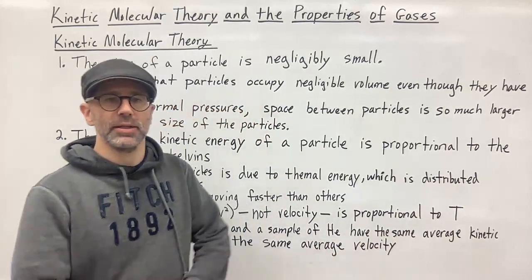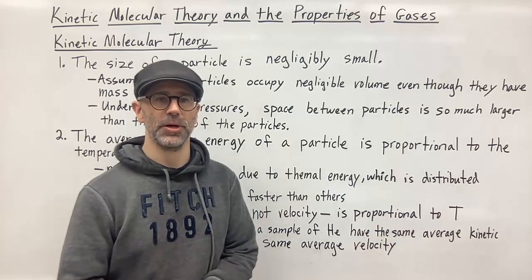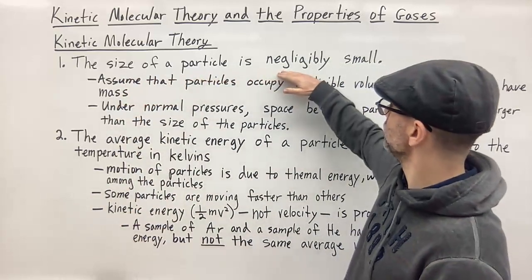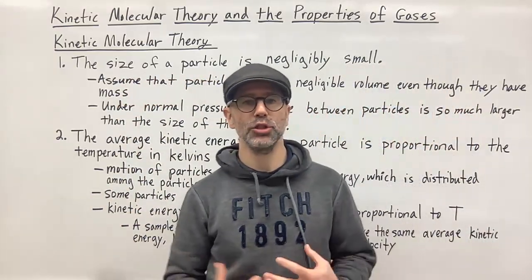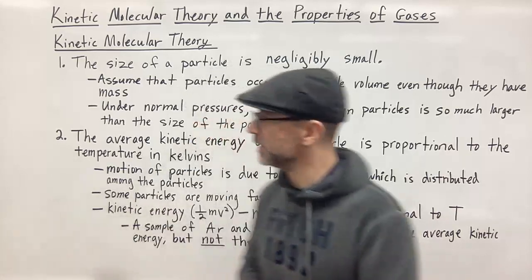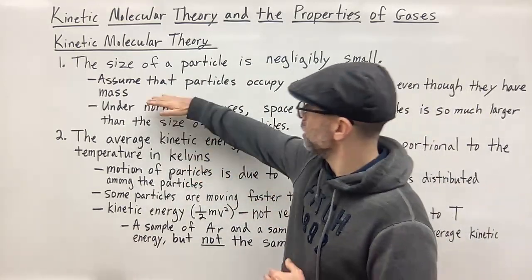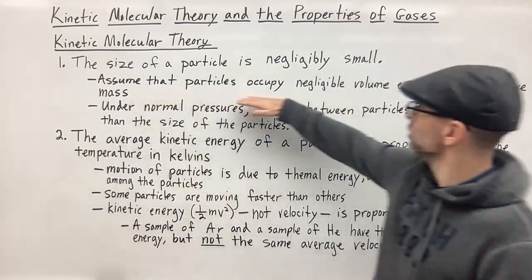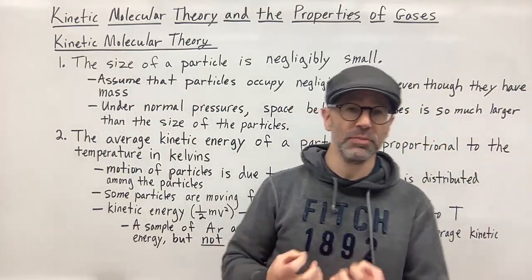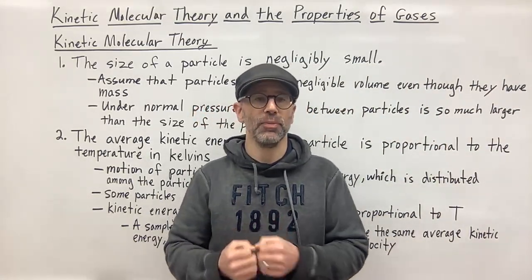Okay, so let's talk about kinetic molecular theory. There are 3 main postulates for kinetic molecular theory. The first one is that the size of a particle is negligibly small. That means that we assume it's pretty much zero. That basically is the assumption that the particles occupy a negligible volume even though they have mass. So we're assuming that these particles have mass, but they're negligibly small, practically zero.